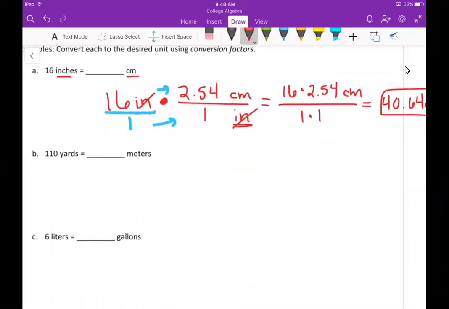All right, this next one is very similar. So I would pause the video right now, see if you can get the right answer here, see if you caught on, and then come back and see if you got it right.